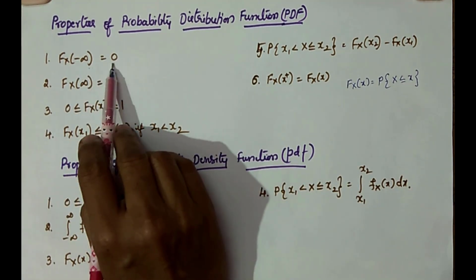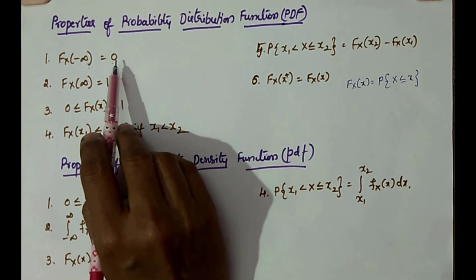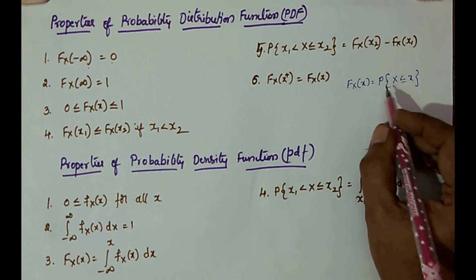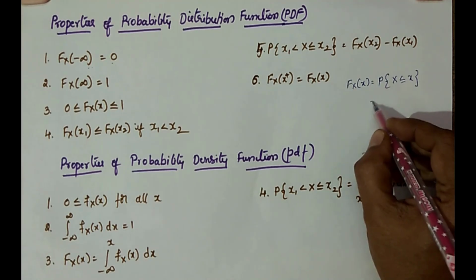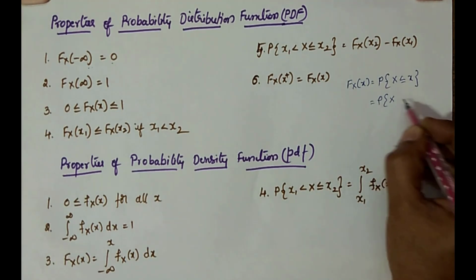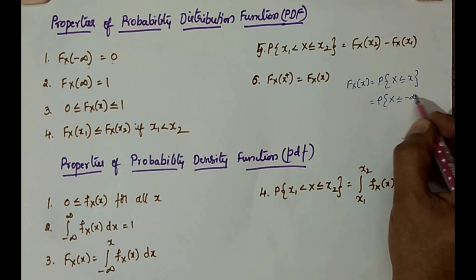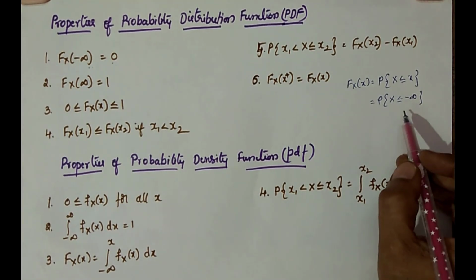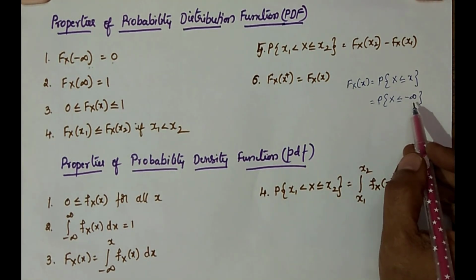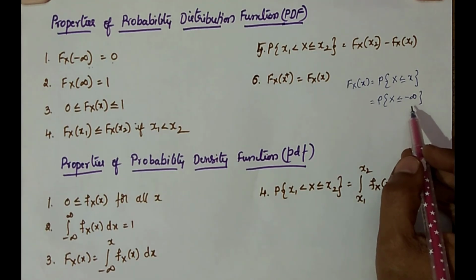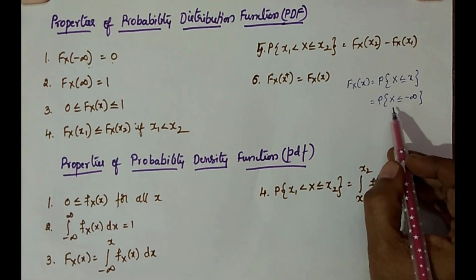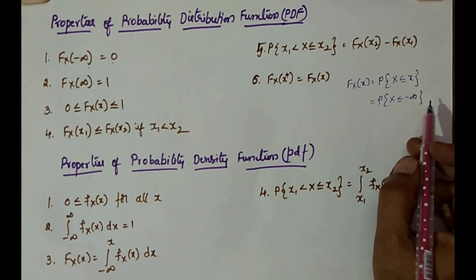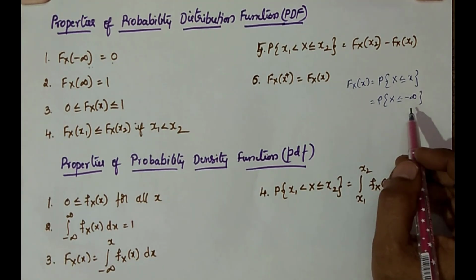F_X(minus infinity) is equal to 0. What's the meaning of it? If you substitute minus infinity in the place of x, it is P(X ≤ minus infinity). Minus infinity is the last limit in the negative region, so less than minus infinity is not possible. That is the reason we can't find anything, and you can take it as 0.